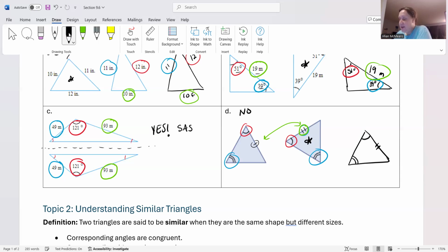Okay, it seems like we're missing a little bit of information. We have two angles and a side, but we don't have the side that goes between the two angles. And then we're told that this side right here doesn't match this side right here. So that tells me they're not the same. So I would say no, they're not congruent here. Though they look it, it looks as if we're probably missing a little bit of information here.